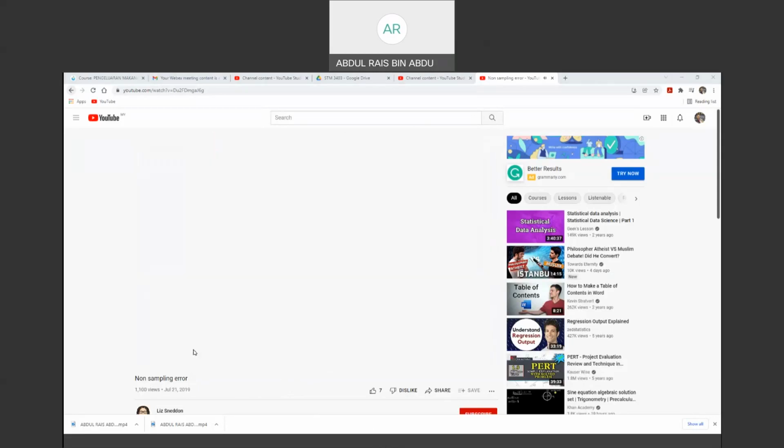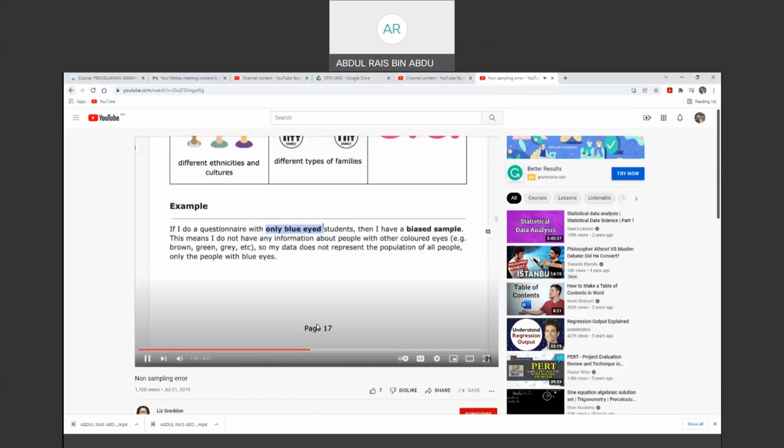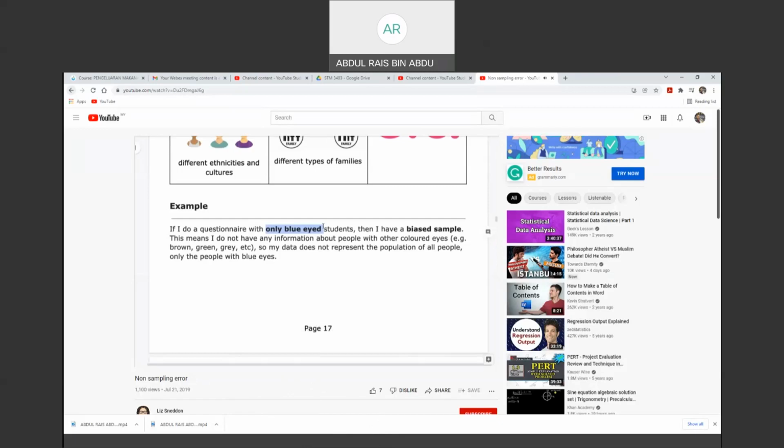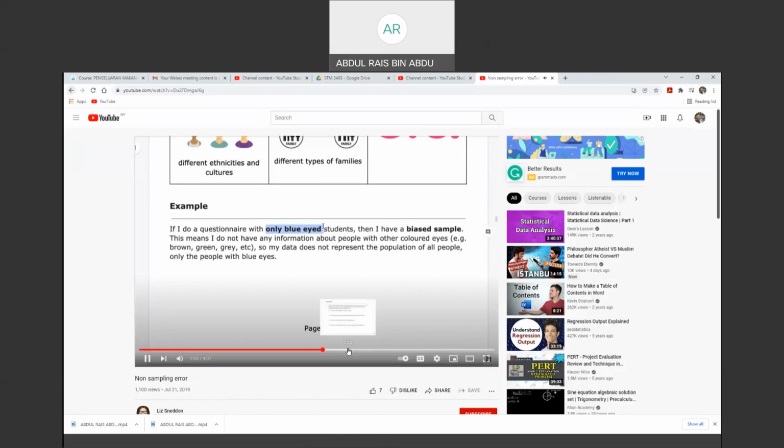So for an example, if I'm doing a questionnaire with selection bias, only blue-eyed students, that means that I've only got information about people that have got blue colour eyes. I don't have any information about anyone else with any other eye colour. So that means my data does not represent all people, it only represents people with blue eyes.